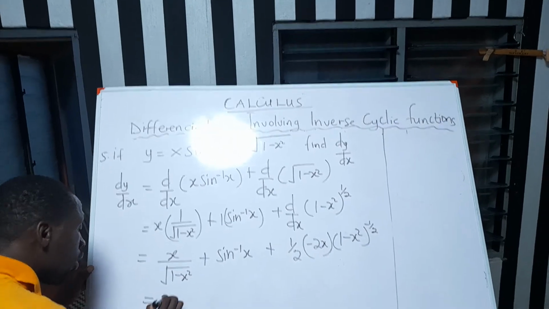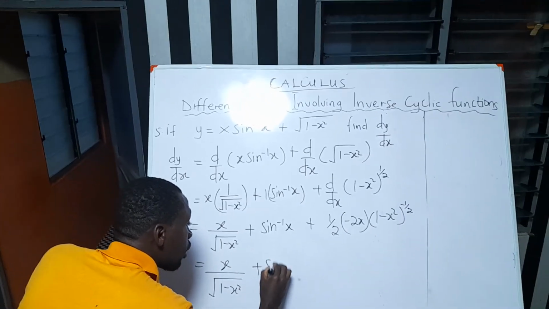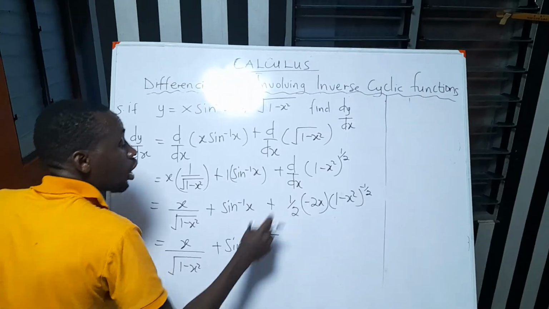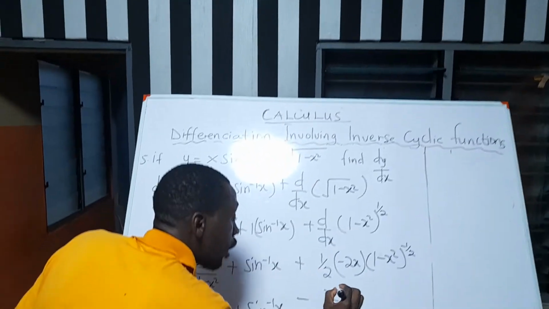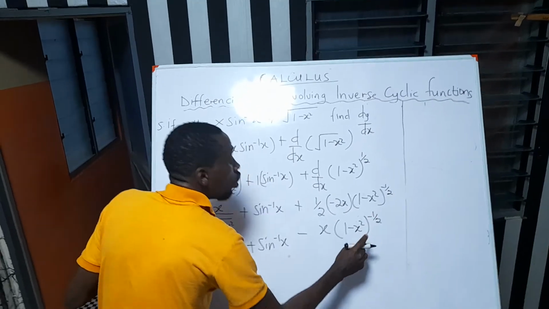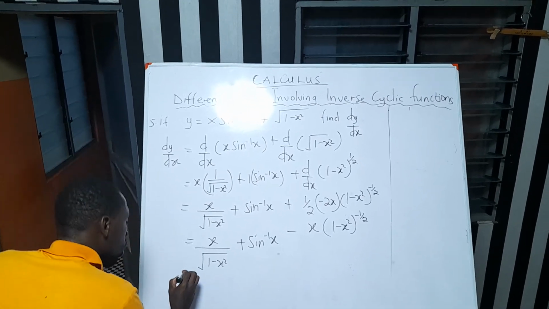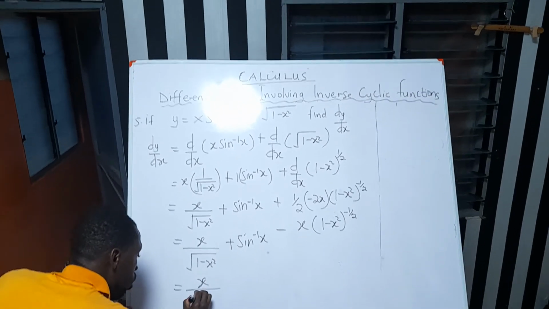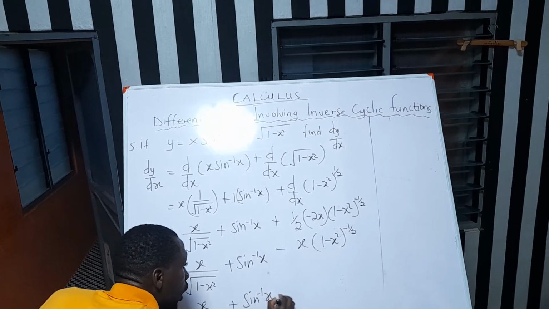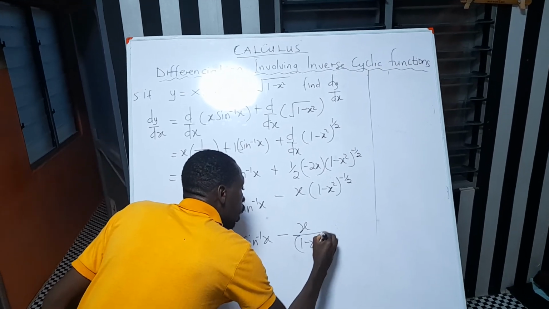So we can polish that: x over the square root of 1 minus x squared plus sine inverse of x. Then this will be minus because of the negative here. 2 going into 2, 1. We'll be left with x, then times (1 minus x squared) exponent negative half. We can rewrite this using indices. So this will be equal to x over root of 1 minus x squared plus sine inverse of x minus x over (1 minus x squared) exponent half.